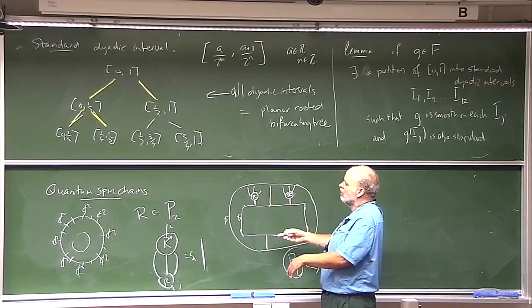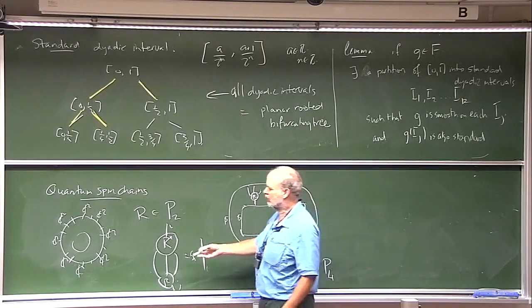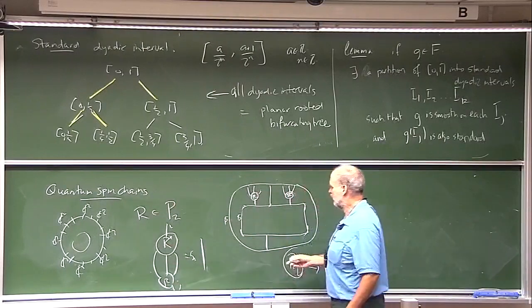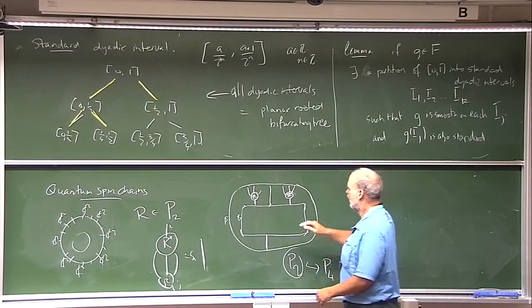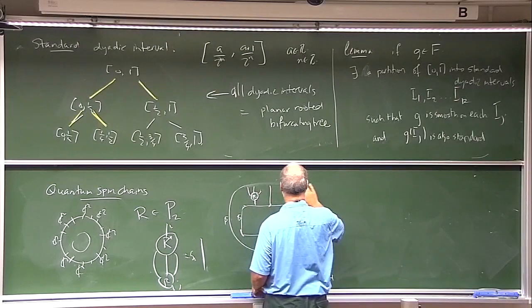Now, I'm sort of reversing the procedure. I want to construct the Hilbert space in the limit. So I'm going to go from P2 to P4. Then if I want to add more spins, I will do the following thing.